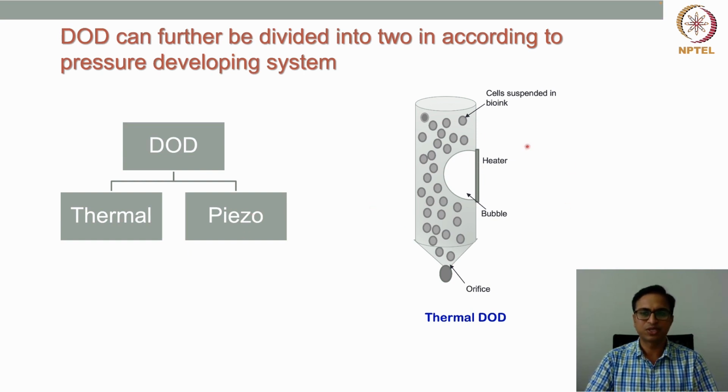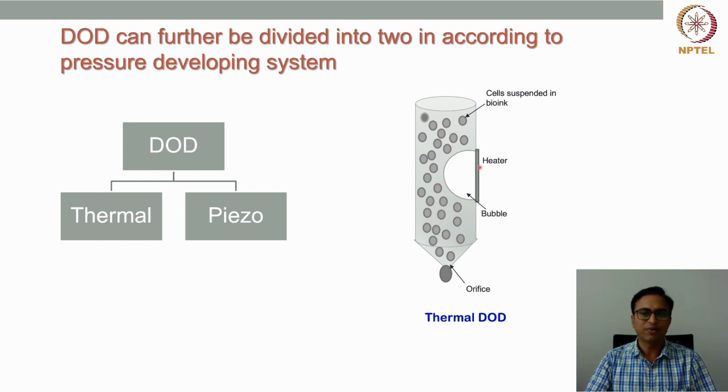In case of thermal, the first one, what happens? Suppose this is a single nozzle that is lined up in the printhead, right? Now consider this single nozzle. In case of thermal, a heater is attached to each of these nozzles, right? And the nozzle is filled with the liquid containing cells, biomolecules, or biomaterials. Okay, so those things fill up the nozzles here.